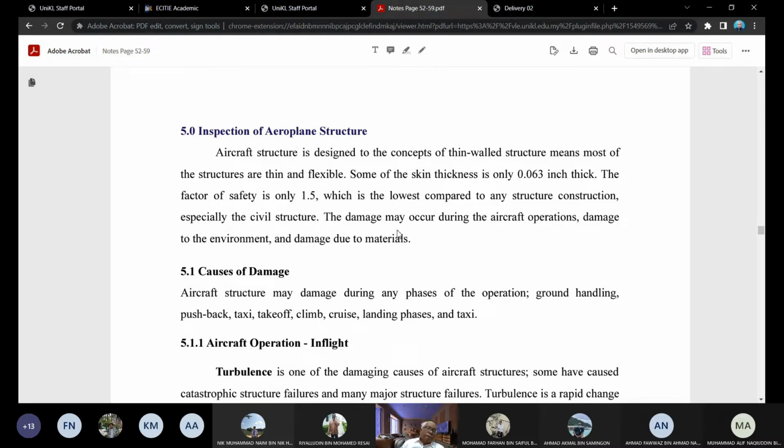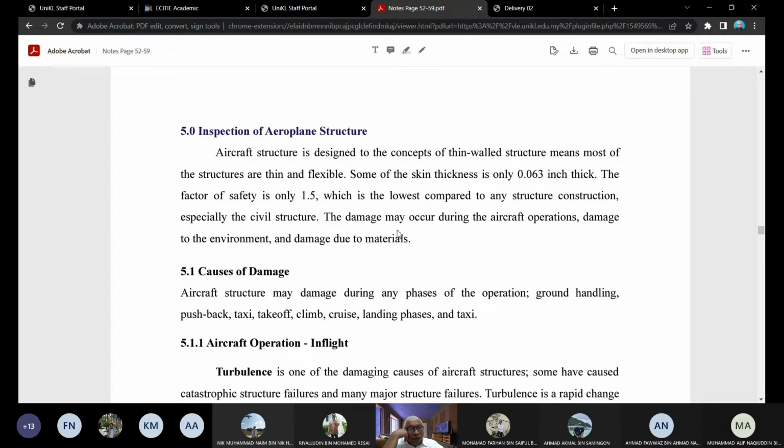Okay. For the inspection of aeroplane structure, as explained to you many times, aircraft structure we call a thin wall structure because the thickness of the structure can be as thin as 0.063 of an inch, which is very thin.